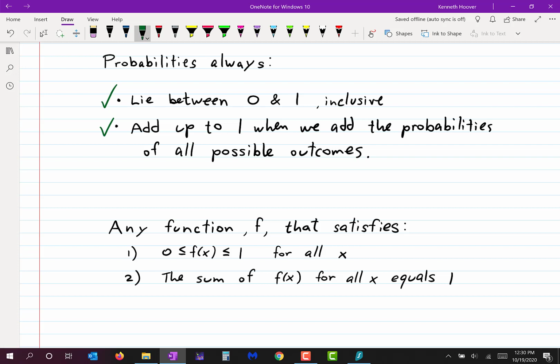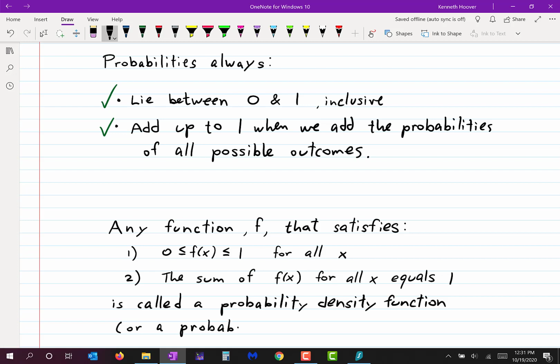And so a function that does those two things right here has a name called a probability density function or a probability distribution. Okay, so any function that does those is called a probability density function, or a probability distribution.